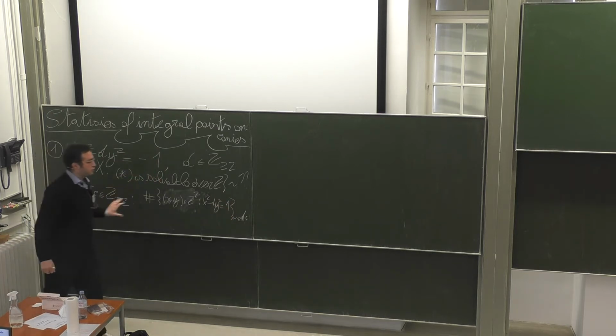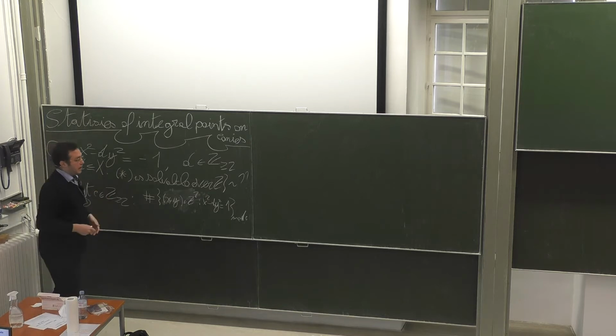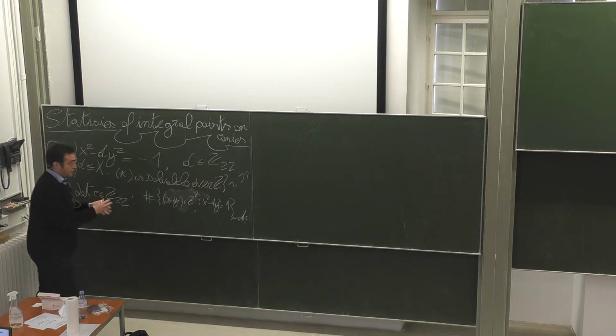So here you know that you have a solution, and then an interesting question is what is the behavior of the approximation of local solutions by global solutions. And here the mystery is in how often the equation itself is solvable.